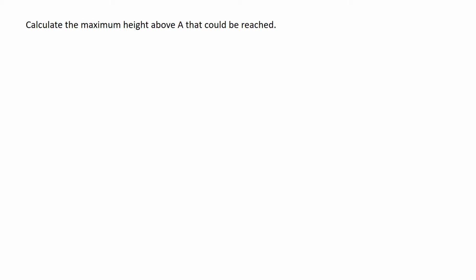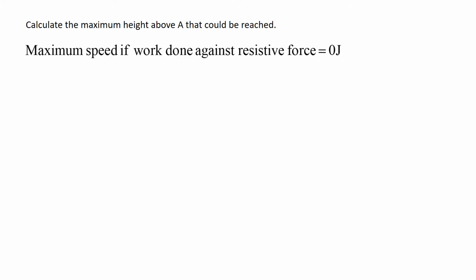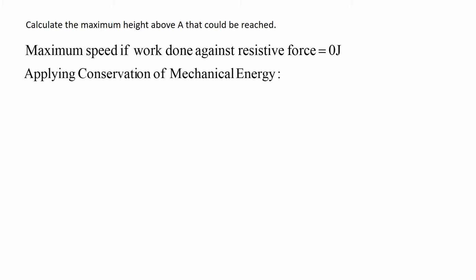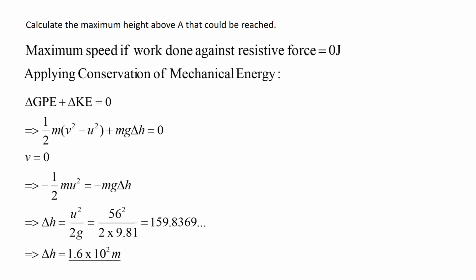Next, what we're going to do is calculate the maximum height that could be reached. So first of all, just like before, we're going to assume there's no work done against resistive forces, or the work done is 0. So what that means is we can apply conservation of mechanical energy again, same as before. We're not going to think about elastic potential energy here because we want the maximum height that we can reach. So essentially, if we add together the change in GP and the change in kinetic energy, that should be equal to 0. So V stands for the final speed, U stands for the initial speed.